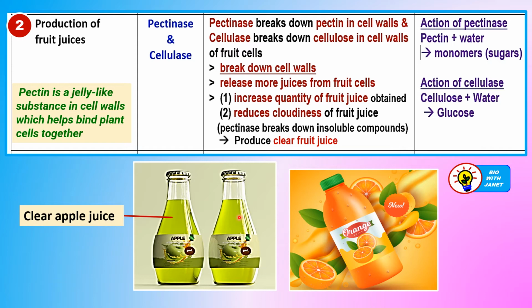This is called the clarification of the fruit juice. So it won't have all the bits and pieces floating on top or inside the juice, like what we naturally get when we blend some fruit juice, right? Okay, so in this last column, we see the action of pectinase, which we have discussed, and now the action of cellulase is like this. Cellulase hydrolyzes cellulose with the help of water to produce glucose. So glucose is a soluble substance, right? That is sweet. So it will be produced and then it will be inside the fruit juice.